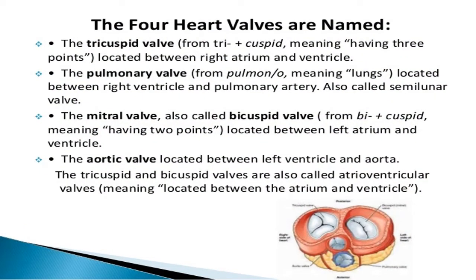The 4 heart valves are named the tricuspid valve, having 3 points, located between right atrium and right ventricle. The pulmonary valve located between right ventricle and pulmonary artery, also called semilunar valve. The mitral valve, also called bicuspid valve, located between left atrium and ventricle. The aortic valve located between left ventricle and aorta. The tricuspid and bicuspid valves are also called atrioventricular valves, meaning located between the atrium and ventricle.